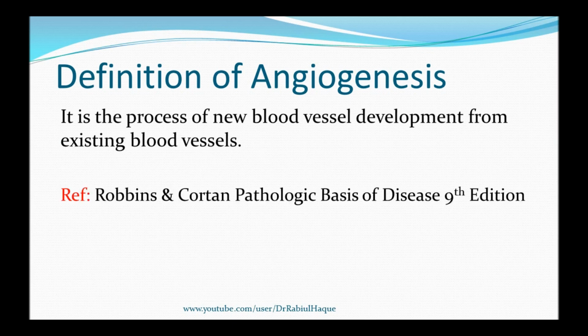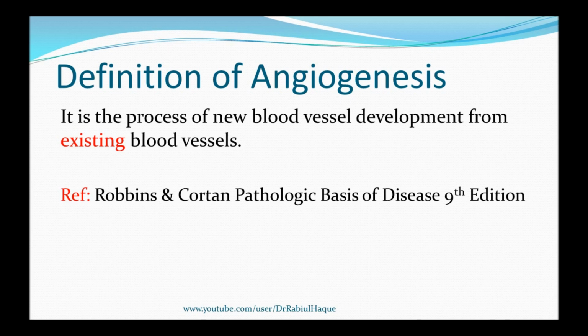So I am repeating the definition again for my students. What do we mean by angiogenesis? Angio means blood vessel, genesis means formation. Angiogenesis can be defined as the process of new blood vessel development from existing blood vessels. Now notice the term existing blood vessel, because although we are saying that in the definition, as we will see later, angiogenesis can also happen sometimes from endothelial precursor cells as well.